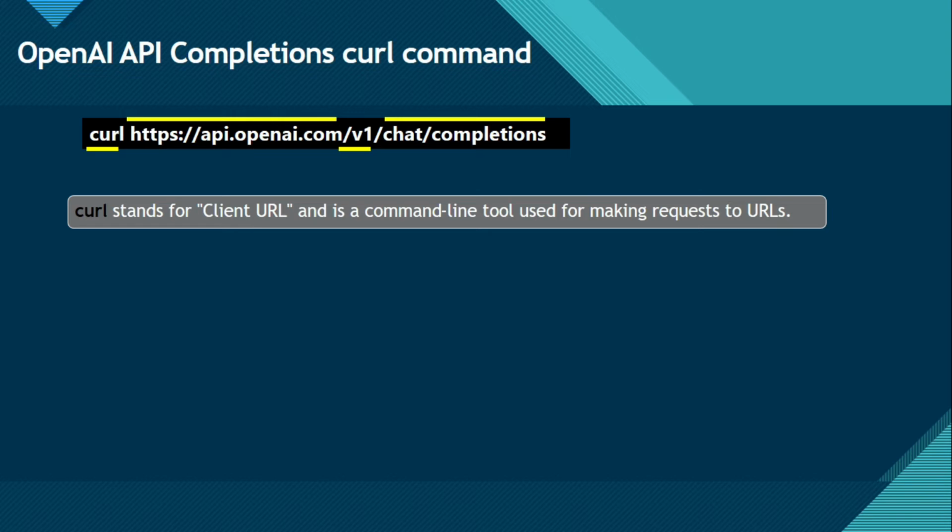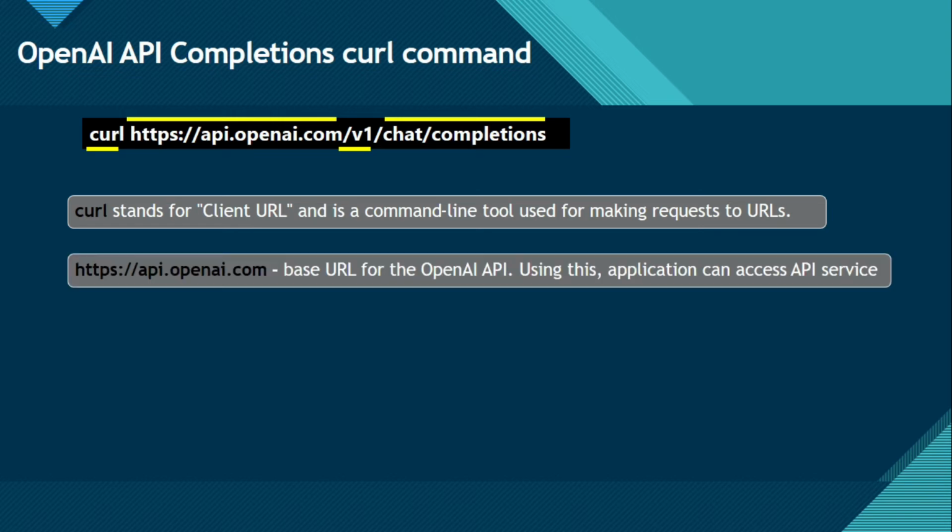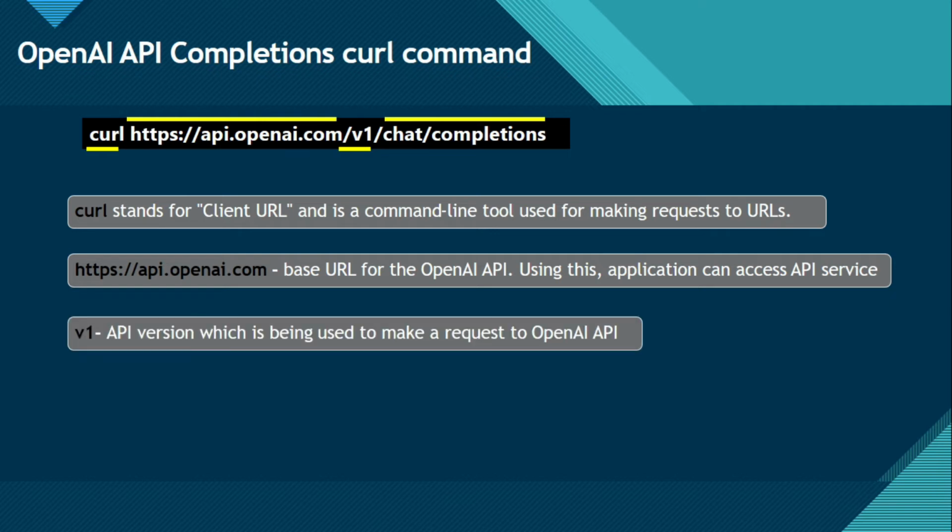Now what is this URL? To which URL? To this api.openai.com. This is the base URL for the OpenAI API, and using this, an application can access the API service. Now what is this v1? Whenever we see this v1 or v and a number, it means this is the version. So this v1 is the API version which is being used to make a request to the OpenAI API.